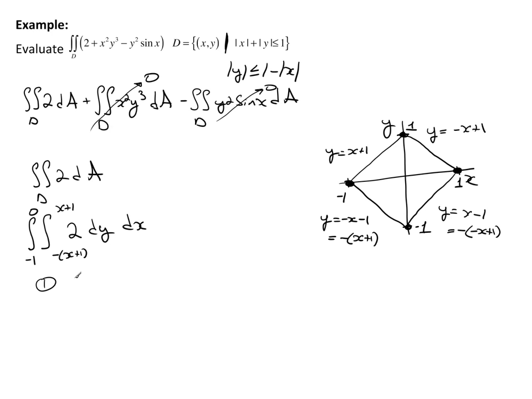So this first piece is just going to be 2y evaluated from negative x plus 1 to x plus 1, which is going to give me 2 times x plus 1 minus, but I'm going to have a double negative, so this is going to be a positive. So this is going to be 4x plus 4.